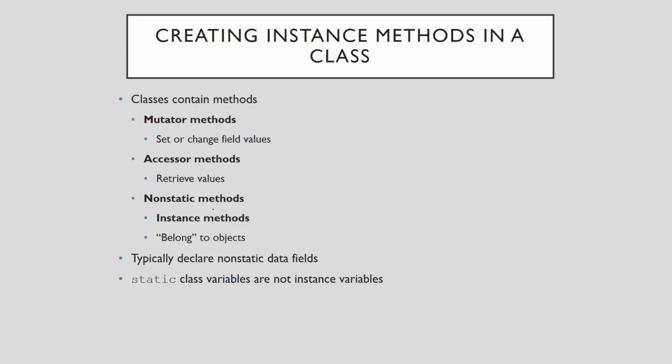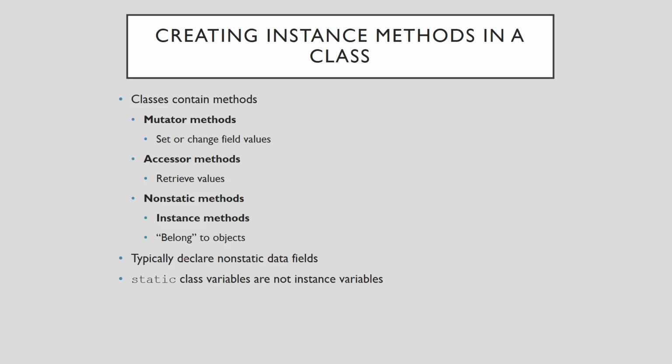Non-static methods are instance methods, and these mutator methods can be non-static methods. They can be instance methods, which belong to objects. And typically, we will be using the non-static methods and data fields for our class for our demonstration.